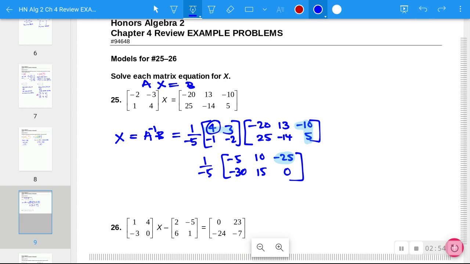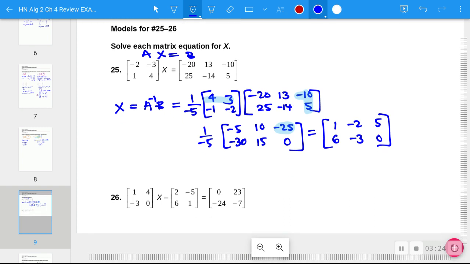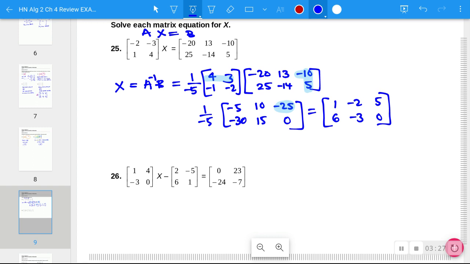So all we have left to do here is to take this dividing by -5 into account. When you divide them all by -5, you get a 1 there, a -2 there, a 5 there, and that's from dividing this one by -5. You get a 6 when you divide the -30 by -5. You get a -3 and finally a 0, and we have our answer. So fairly complex process, but at least the steps are the same every time.